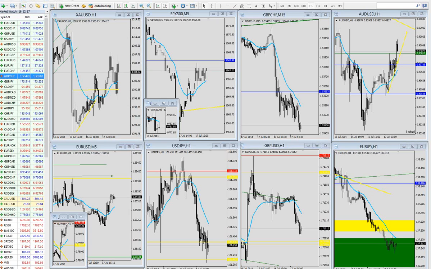Look guys, US index is trying to recover, right? But dollar yen is showing completely opposite behavior.